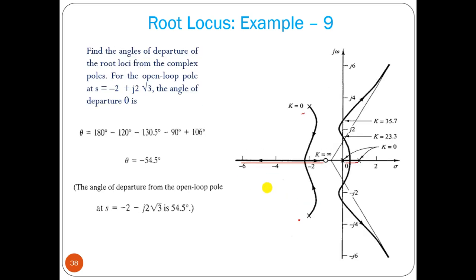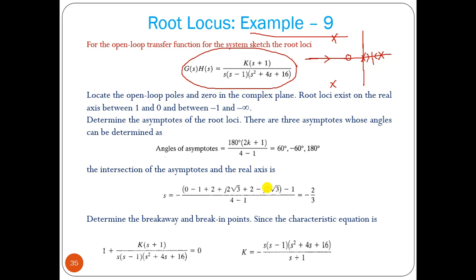Now we have to find out the plot completely. So here what we can see, P minus Z. What is the case? P minus Z is nothing but 2, 3, 4 minus 1. So that will be 3, right? So 3 asymptotes. So we have 60 degree, 180 degree, and 300 degree, right?